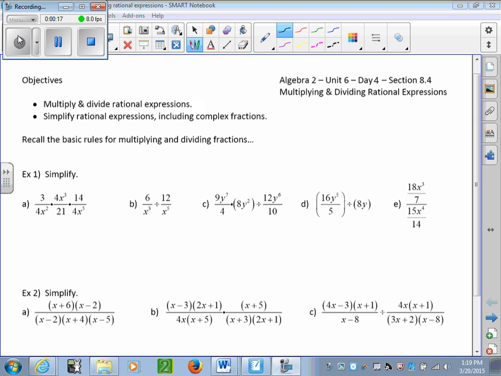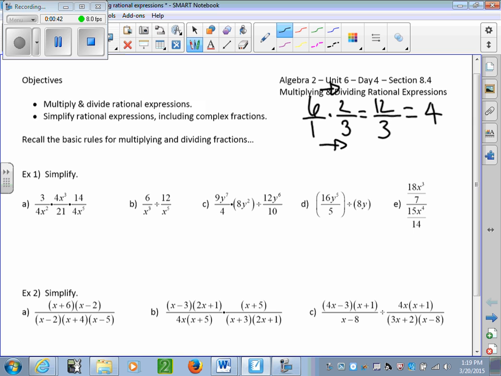When we're multiplying fractions, remember, if we go back to Algebra 1, just a side example first. If we're multiplying fractions, say we have 6 over 1 times 2 over 3, we multiply just straight across. So my 6 times 2 gives me 12, 3 times 1 gives me 3, and then I reduce the fraction. This reduces to 12 divided by 3, reduces to 4. Okay? So multiply the numerator and the denominator times each other. Then I simplify.